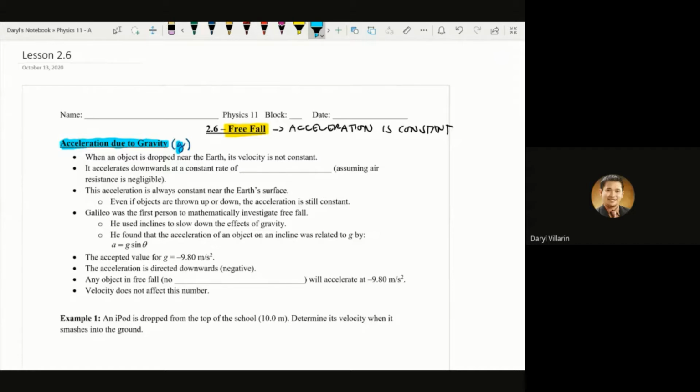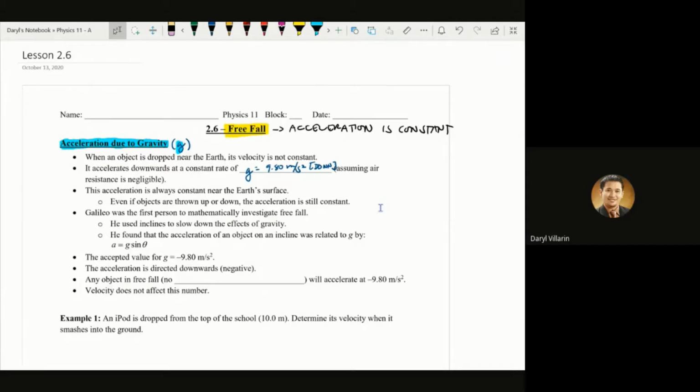So when an object is dropped near the Earth's surface, its velocity is not constant. It accelerates downward at a constant rate of 9.8 meters per second squared, and again the direction is downward. Of course, in this case, we assume that air resistance is negligible, so that means gravity is the only thing acting on the object.